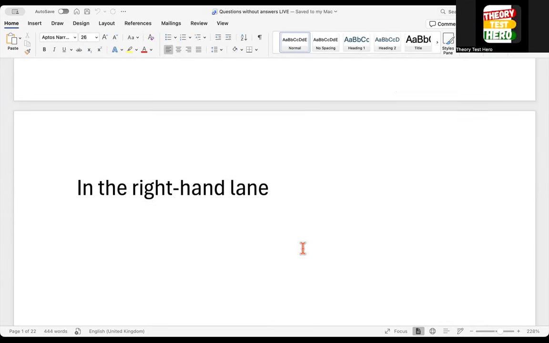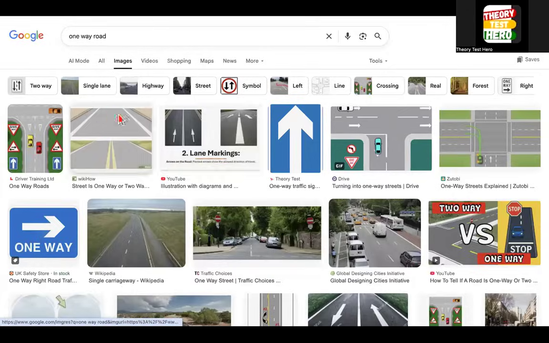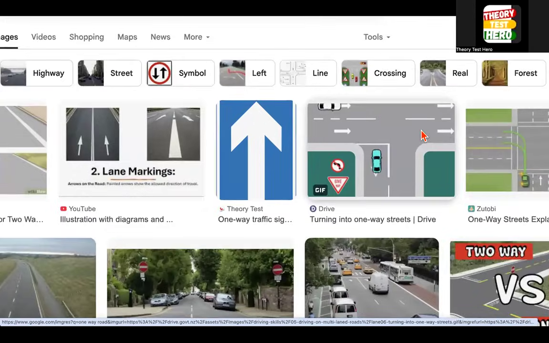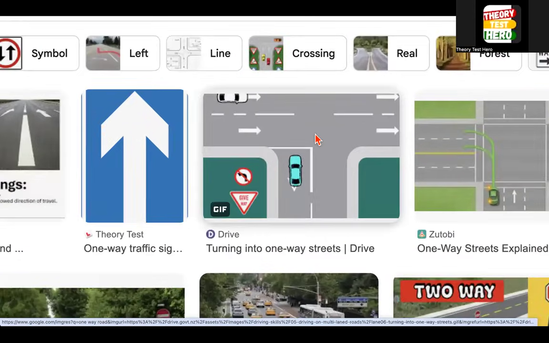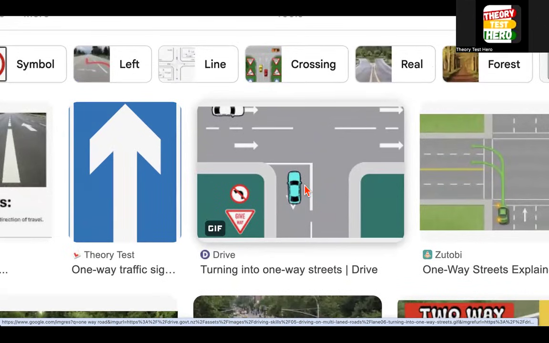So on most roads that are two-way, let me show you a picture so that you can fully understand what I'm saying to you guys. 1 second. One-way road. Okay. So on most roads that are two-way, like this one here, if you're turning right, you need to still be where the blue car is, which is the left-hand side of the road, because this side is for cars that are turning in from here. Okay, so cars turning in need this lane.